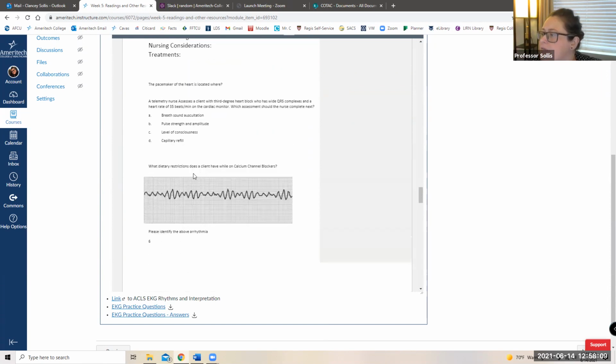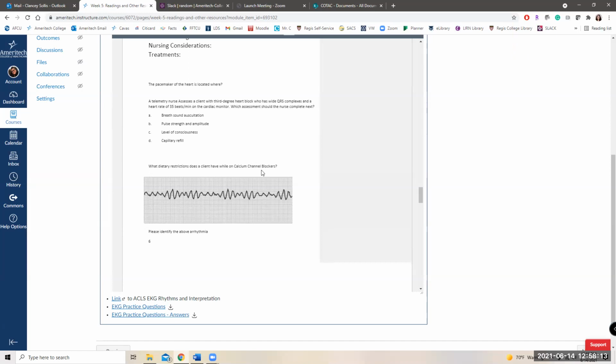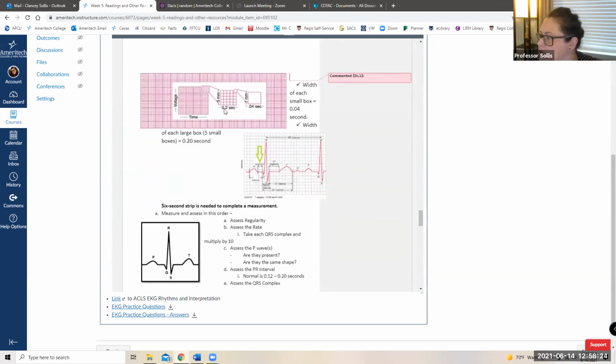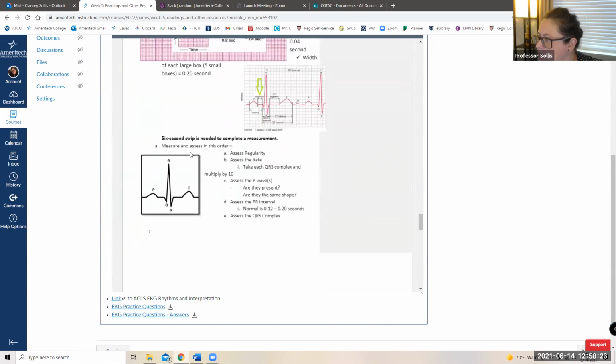Okay, what dietary restrictions does a client have while on calcium channel blockers? Grapefruit juice. Perfect, no grapefruit juice. Okay, what's this rhythm here? That is VFib. VFib, good. Okay, this is just talking about small and big, large boxes.